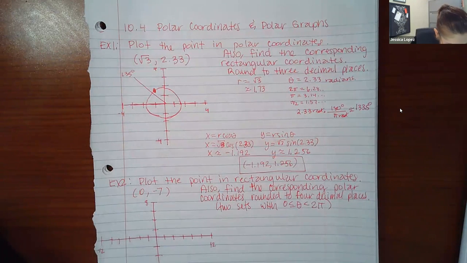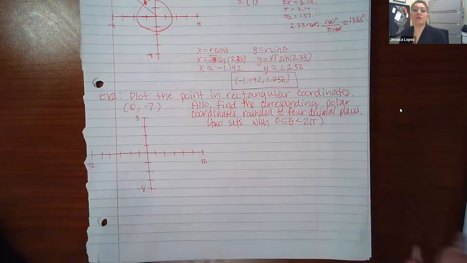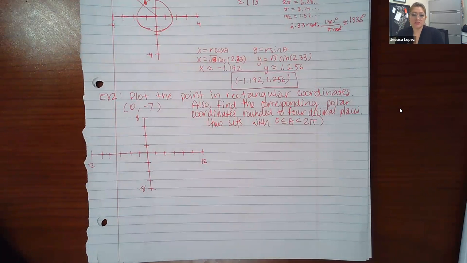Now what I'm going to go ahead and do is go in the other direction, okay? So this time they're giving the point in rectangular coordinates, and then we need to graph it, and then we need to find the corresponding polar coordinates.